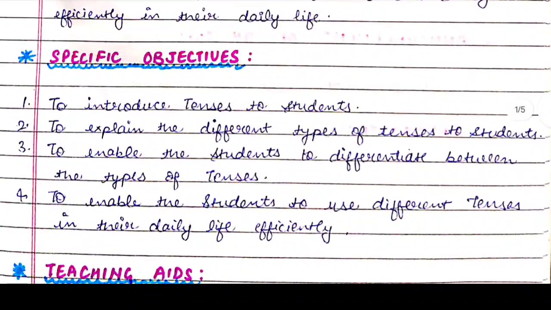So first one is to introduce tenses to students. Second, to explain the different types of tenses to students. Third, to enable the students to differentiate between the types of tenses. Fourth, to enable the students to use different tenses in their daily life efficiently.